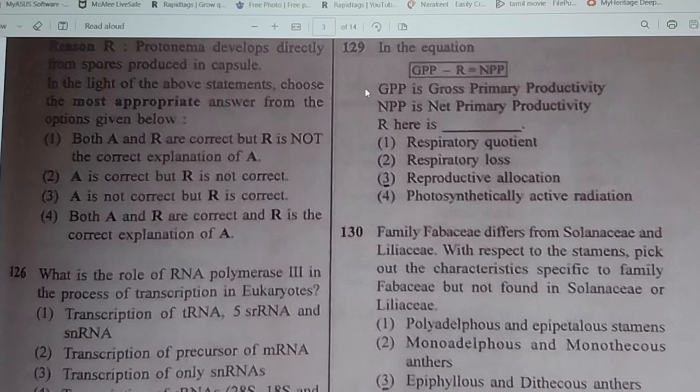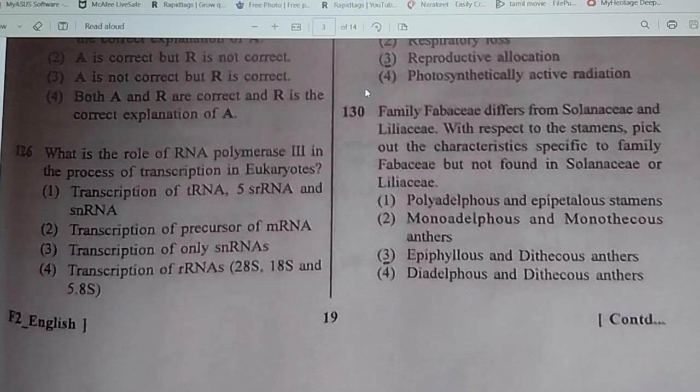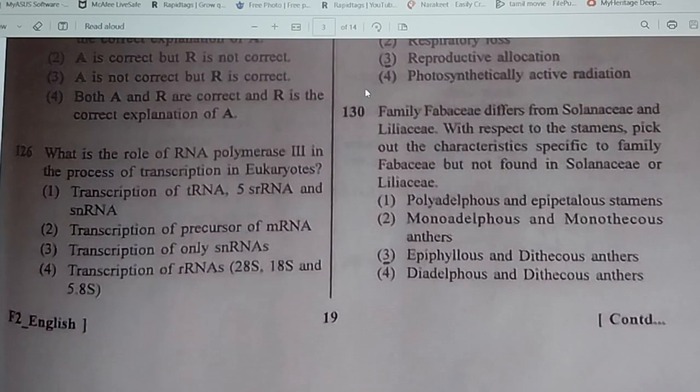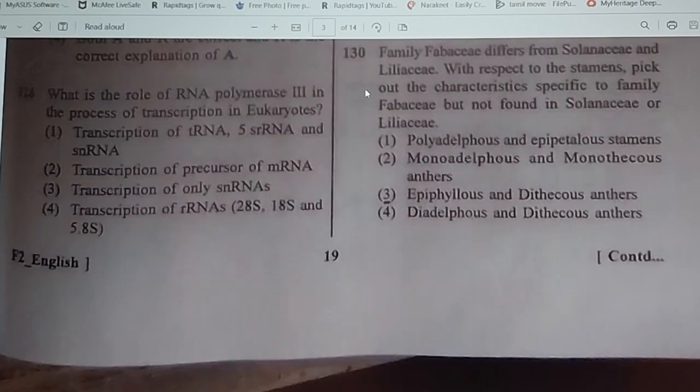129. In the equation GPP minus R is equal to NPP, where R represents respiratory loss, that is option B, respiratory loss, children. 130. Family Fabaceae differs from Solanaceae and Liliaceae with respect to the stamens. Pick out the characteristics specific to family Fabaceae but not found in Solanaceae and Liliaceae. Yes, it is diadelphous stamen with dithecous anther, the correct answer. So 130 is option D.